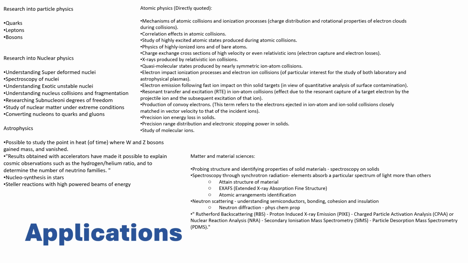Matter and material sciences include probing structures and identifying properties of solid materials, and the spectroscopy on solids. Spectroscopy through synchrotron radiation: elements absorb a particular spectrum of light more than others, which allows you to attain the structure of the material through extended X-ray absorption fine structure, which also gives you the atomic arrangements for later identification. Neutron scattering, understanding semiconductors, bonding, cohesion, and insulation. This includes neutron diffraction, which is used in physics and chemistry as properties.